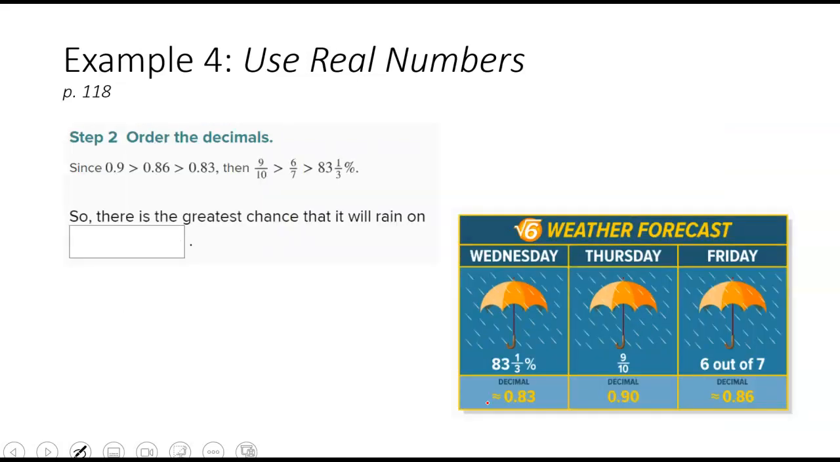And if we do that, 0.9 is greater than 0.86 is greater than 0.83, so 9/10 is bigger than 6/7, bigger than 83 1/3%. So the greatest chance of rain is on Thursday.